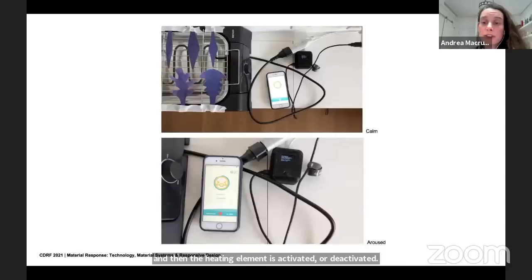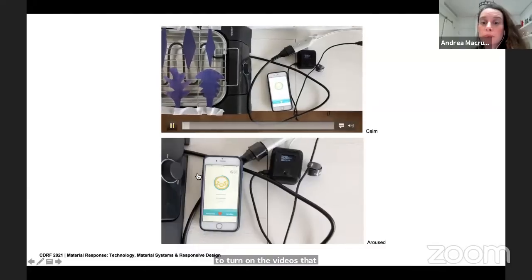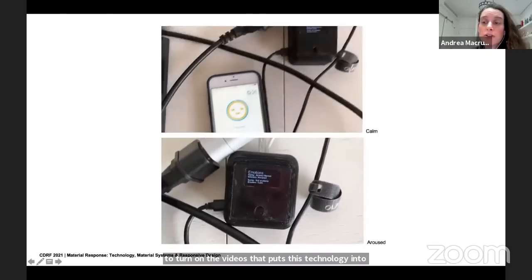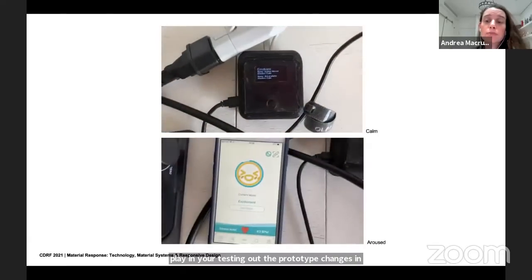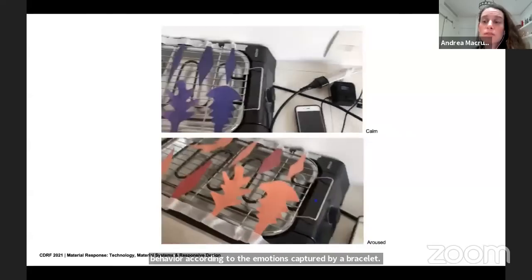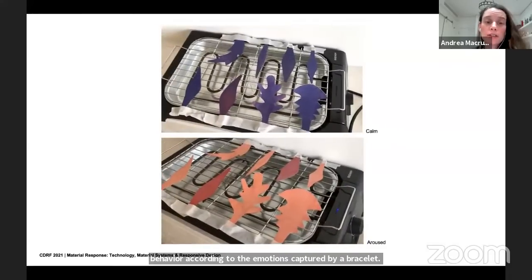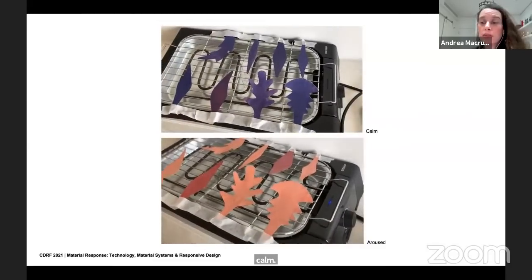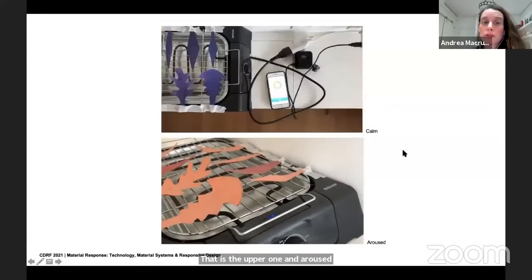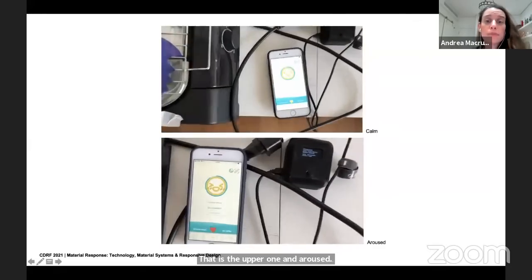So here we are seeing the testing setup. I think we have to turn on the videos that put this technology into play. In your testing, the prototype changes its behavior according to the emotions captured by the UpMood bracelet, reacting to two possible states, being calm, that is the upper one, and aroused. I think we can go.